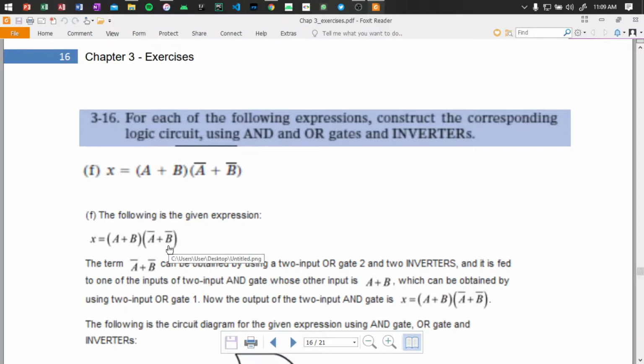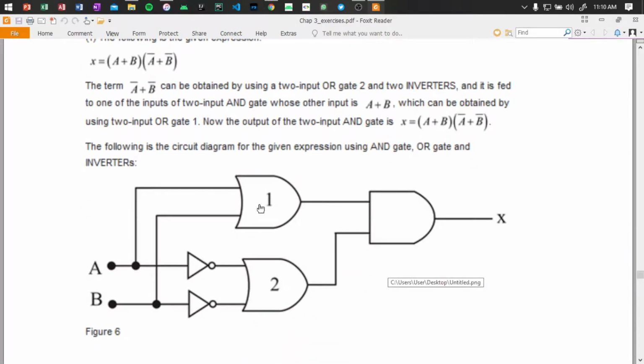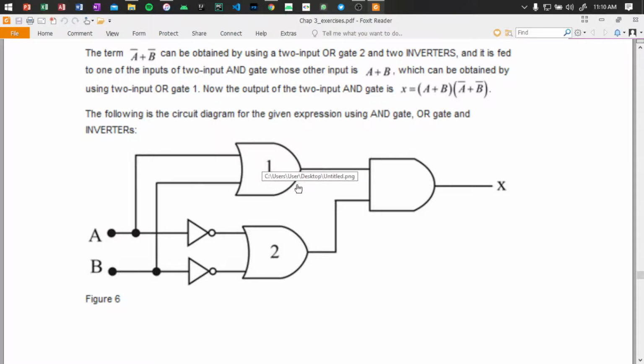For each of the following expressions, construct the corresponding logic circuit using AND and OR gates and inverters. This is A plus B with the OR gate, times the AND gate. A inverter plus B inverter. This is an OR gate, but these two are connected with an AND gate. As you can see, perfect.